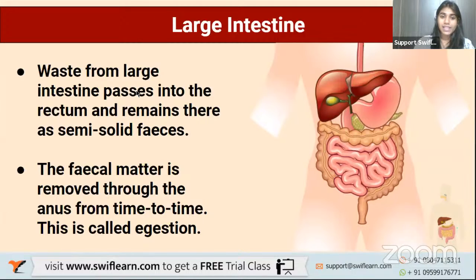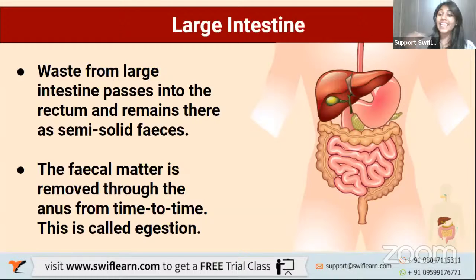Moving ahead, waste from the large intestine passes into the rectum and remains there as semi-solid feces. The material that is excreted out is called feces. The fecal material is removed through the anus from time to time. All the undigested food goes to the rectum, from there to the anus, and then out of your body. This whole process is called digestion.